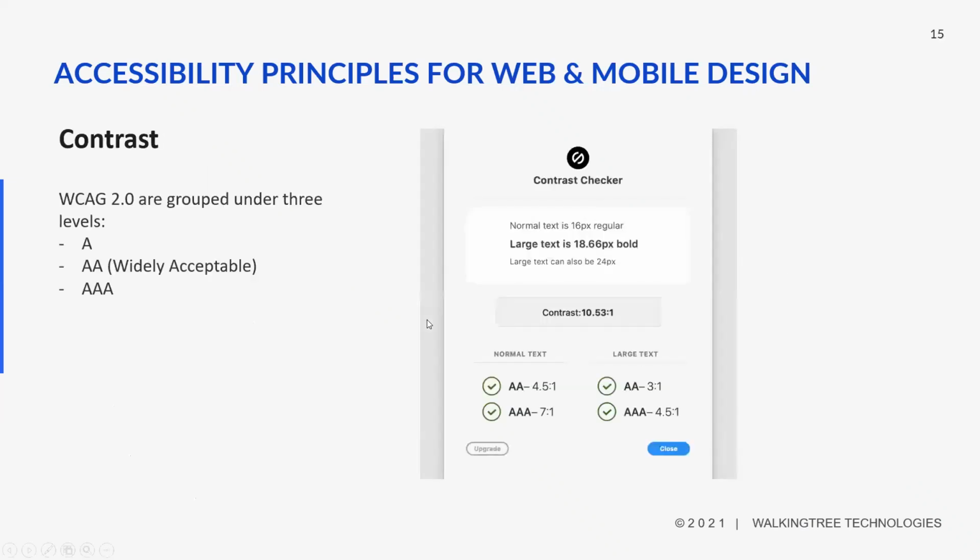Going next, the first thing I would like to touch upon is the contrast part, since I talked about the visual part of it. Now I'm coming into the how part. WCAG, the Web Content Accessibility Guidelines, have set up a few standards. They have a few levels like A, AA, AAA. A is at the lowest level, more or less acceptable, but AA is the widely acceptable category, and that is where most of the audience is covered.